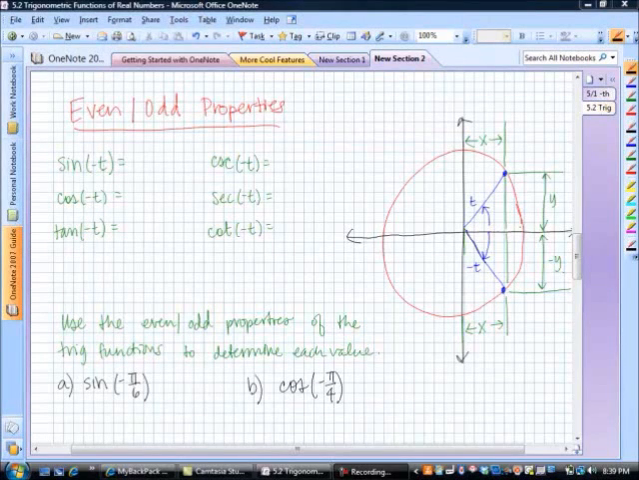Okay, in this section of the lesson we're going to be talking about even and odd properties. Which of the trig functions are even, which are odd, and we're going to talk more and more about which ones are even and which ones are odd and why that is.